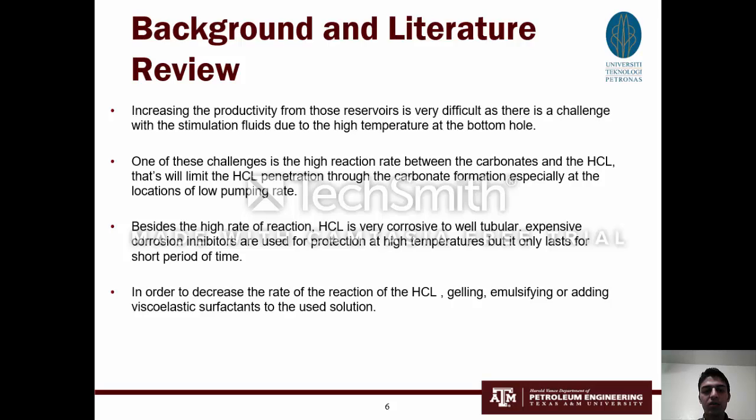In order to decrease the rate of reaction of the HCl, gelling, emulsifying, or adding a viscoelastic surfactant to the used solution might be applied.